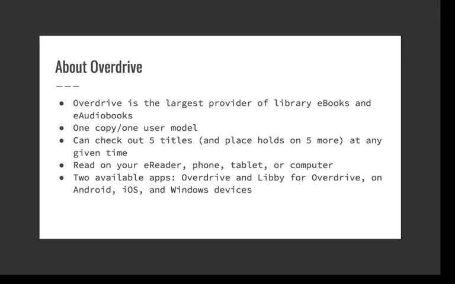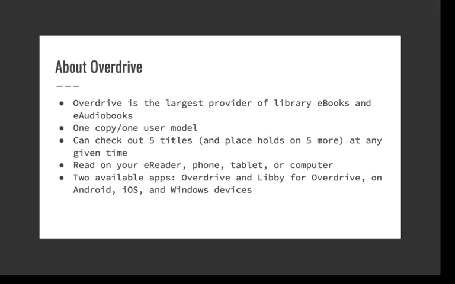So, Overdrive is the largest provider of library ebooks and e-audiobooks, and it has a one copy/one user model. Basically, what this means is that just like if you were going to your library and browsing the shelf and found a book that you wanted to borrow, if there was only one copy available on the shelf, only one person could borrow that. And that is the same for our Overdrive collection. It's just what the publishers have done. So, unfortunately, we can't change that. We really wish we could.